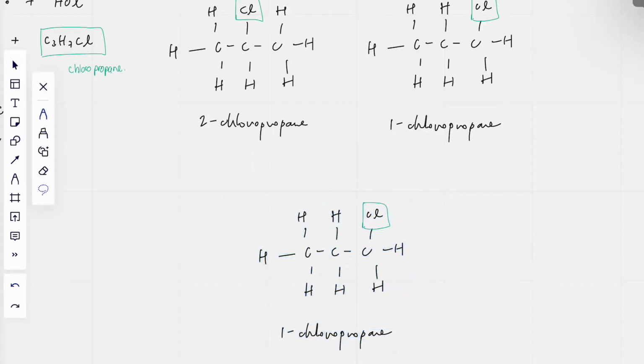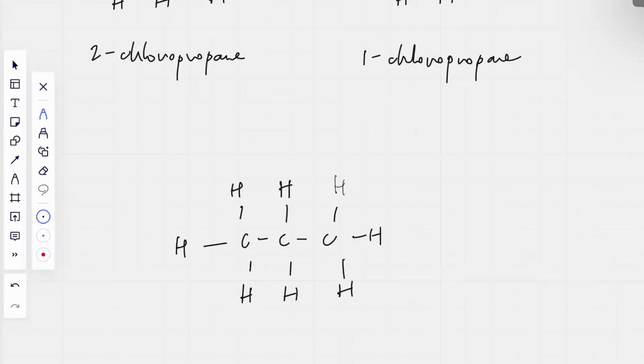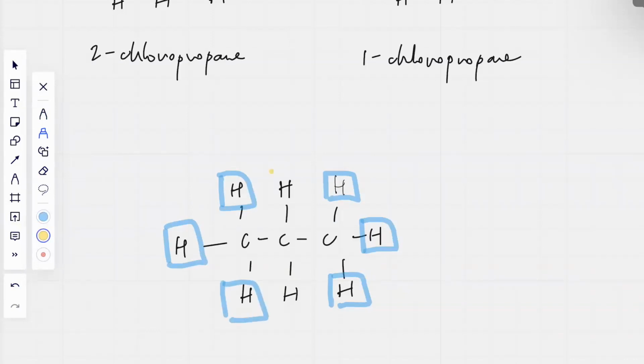You have a propane like this, and the chlorine can attack any of the hydrogen here. If they attack the blue hydrogen, they will become 1 chloropropane. If they attack the yellow hydrogen, they will get 2 chloropropane. So why do you produce more 1 chloropropane than 2 chloropropane? Higher chance. Good, because you have more.